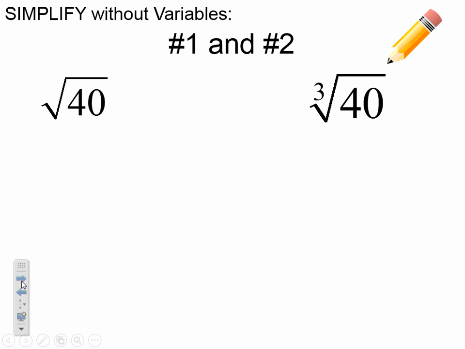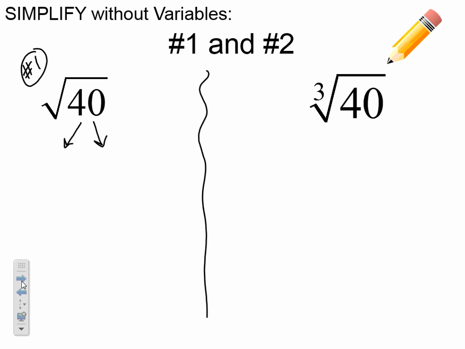So let's first start with the square root of 40. Here's our number 1. If I was going to simplify the square root of 40, we've done this already this year. Remember, the idea of simplifying radicals comes from understanding perfect roots. This is a square root. So when we break apart the square root of 40, we want to break it apart into something times something, but one of those has to be a perfect square. So what is a perfect square that divides into 40 evenly? The answer is 4. 4 times 10 makes 40, and 4 is a perfect square.